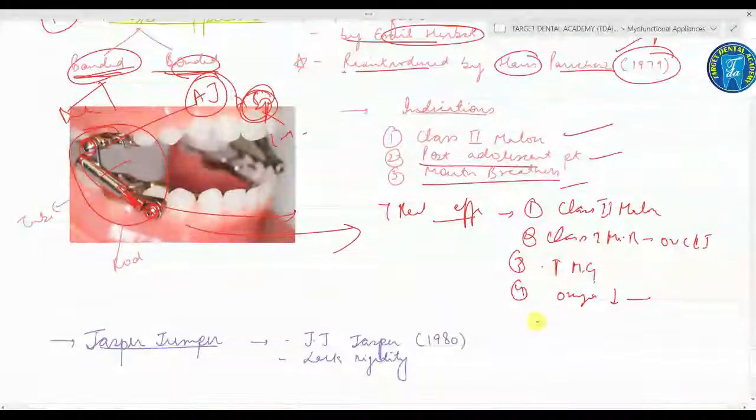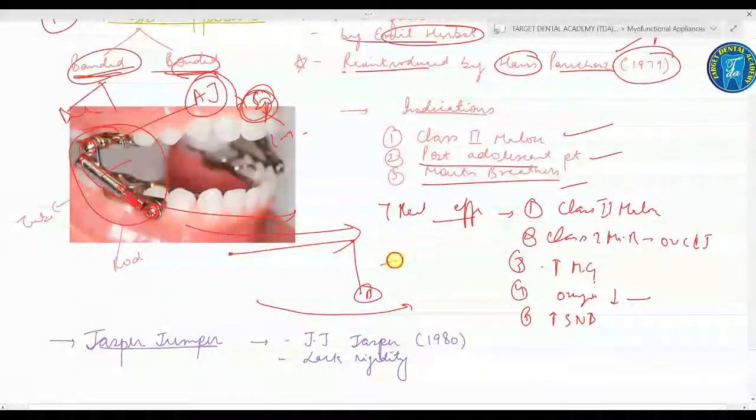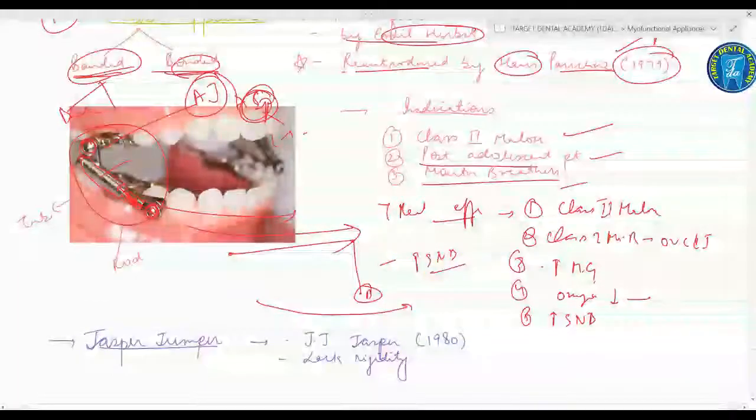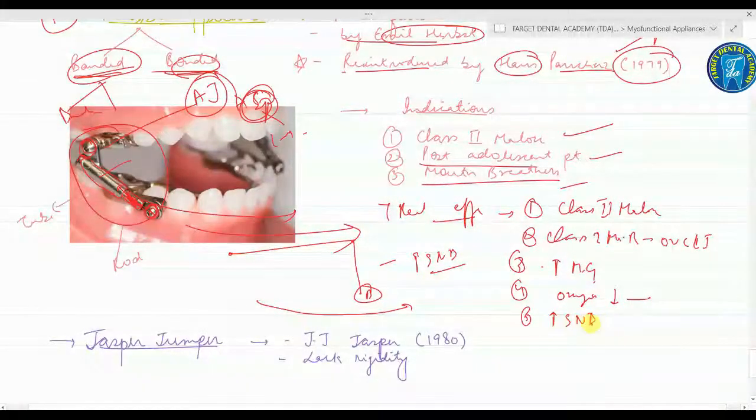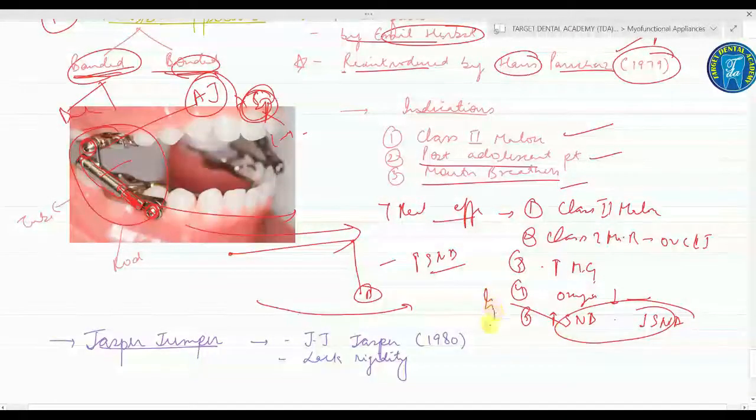Very important point is that it increases the SNB. SNB means sella to nasion, nasion to point B, which is on the mandible. So when this appliance brings the mandible forward, there is an increase in SNB angle. So the treatment effect is an increase in the SNB angle, therefore a decrease in SNA angle. Very important point. Right? So this is all about your Herbst appliance.